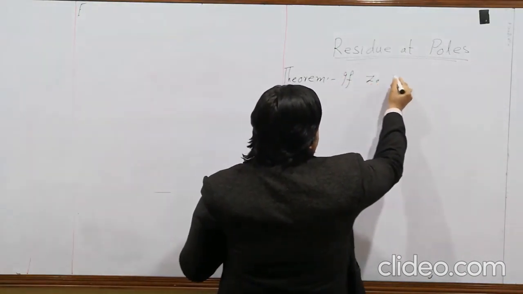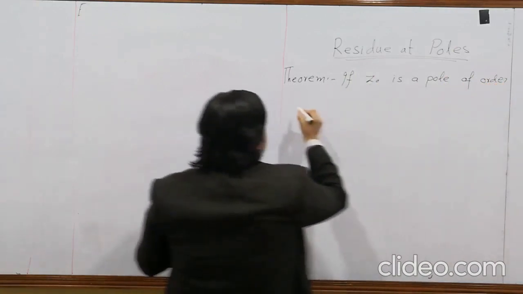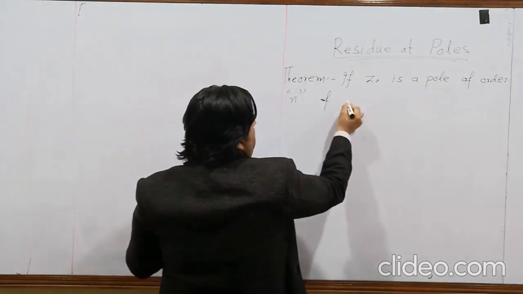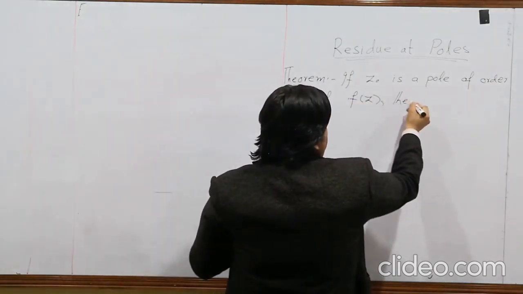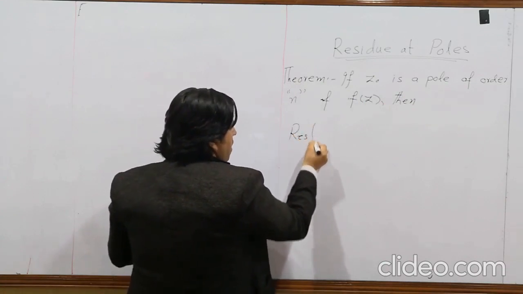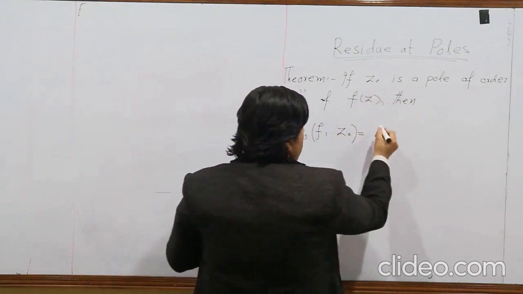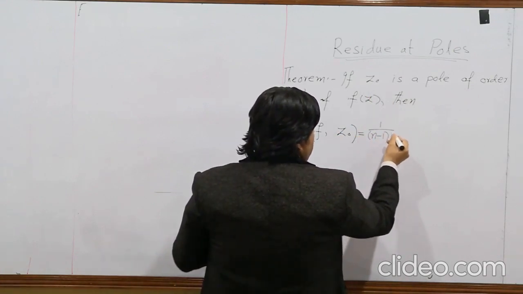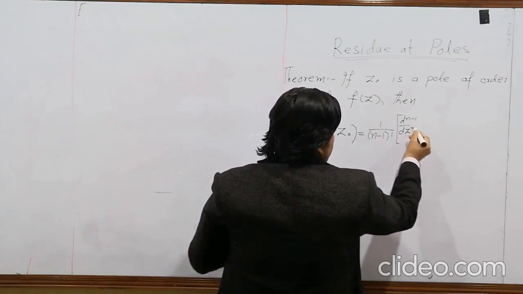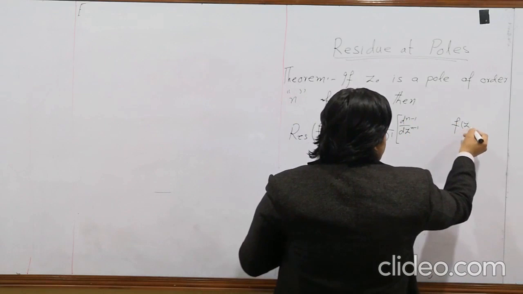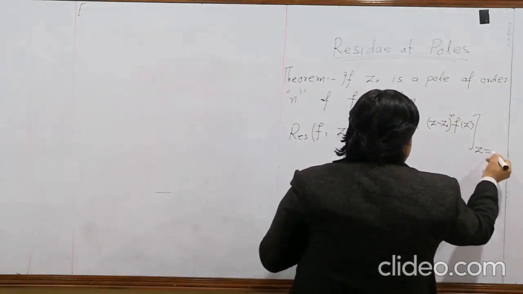If z naught is a pole of order n of a complex function f of z, then the residue of the function f at the point z naught is equal to 1 over n minus 1 factorial, n minus 1 time differentiation of the function f of z multiplied with z minus z naught power n, at the point z is equal to z naught.